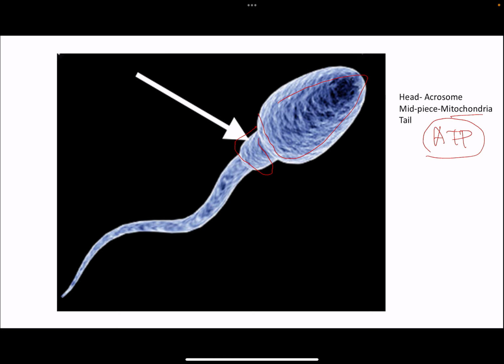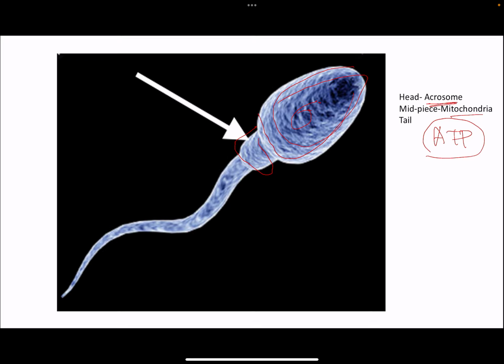So in the head containing nucleus, it should be nucleus and acrosome, which contain enzymes needed to penetrate the egg. Enzyme and nucleus is located here.